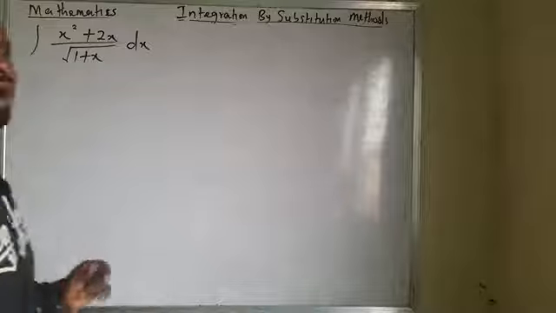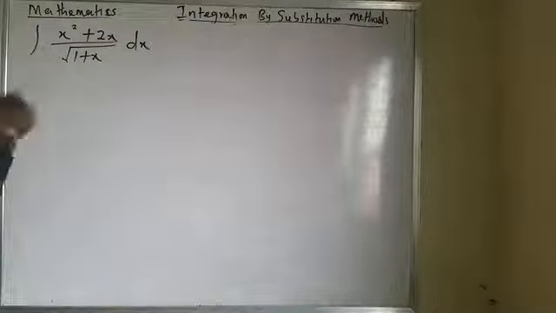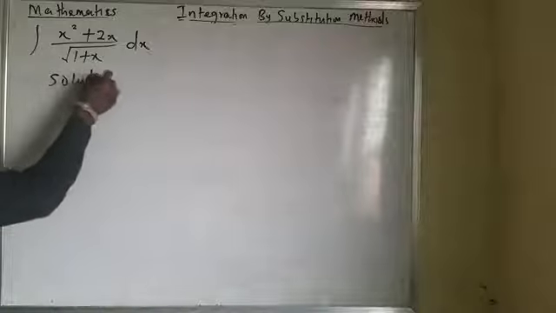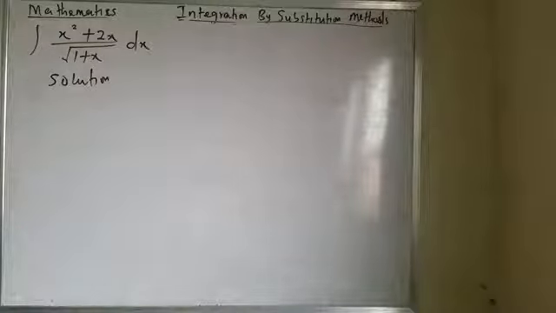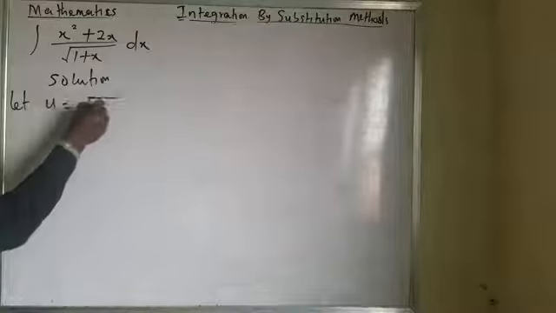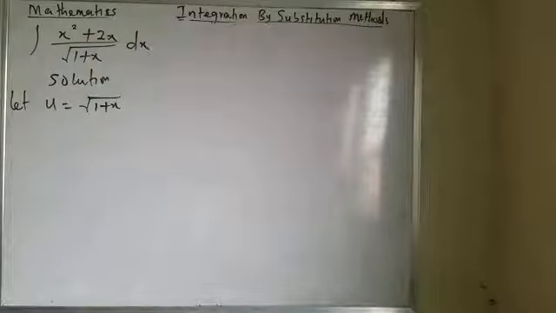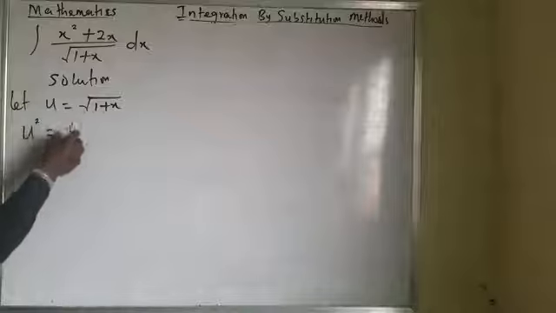Now, at this point, you have to calm down and understand what you are doing, or else there will be a problem. If I were you, I would solve it like this. I will select u equals root of 1 plus x. It means I can easily say that u squared equals 1 plus x.